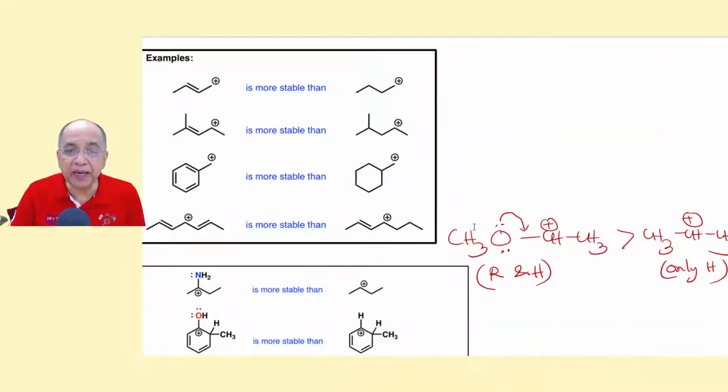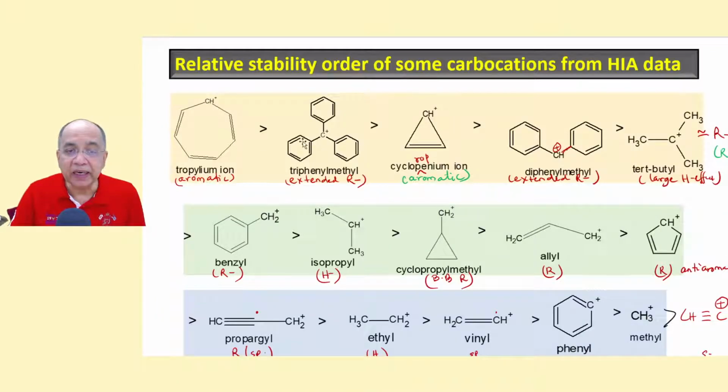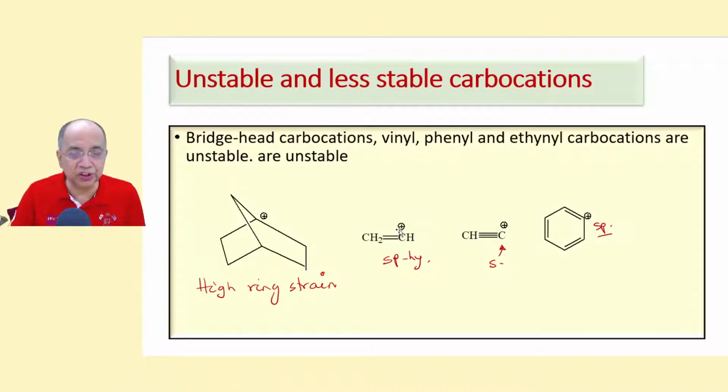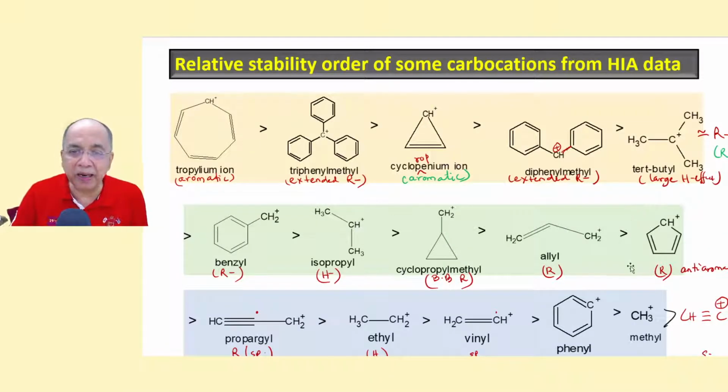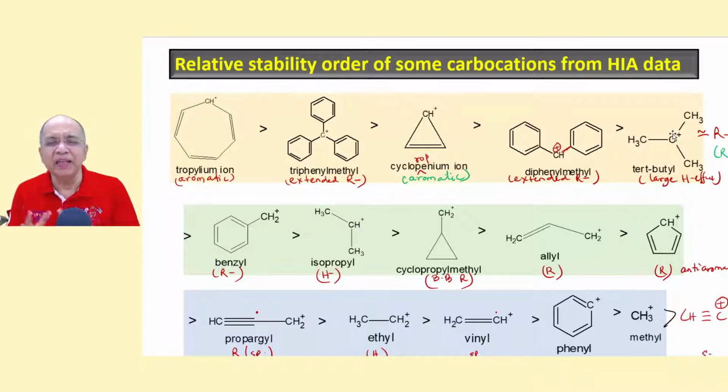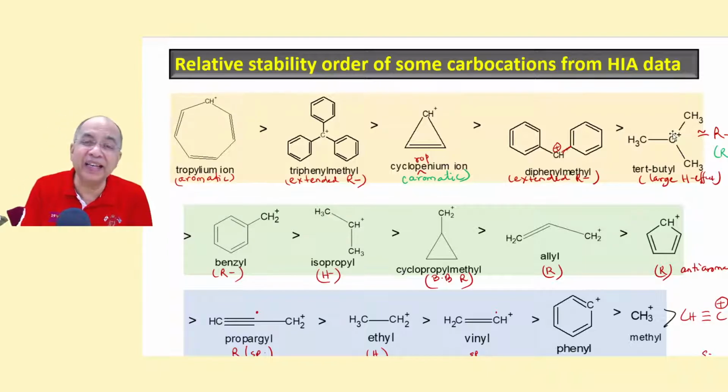Therefore, we make a composite list. I will talk about these things a little later. We have made a composite list containing a few known and familiar carbocations which are always found in examinations. The number 1 is tropylium, aromatic. Then triphenyl methyl carbocation, so many resonance structures, 3 plus 3 plus 3, 9 plus 1, 10 resonance structures. Again, this is aromatic.